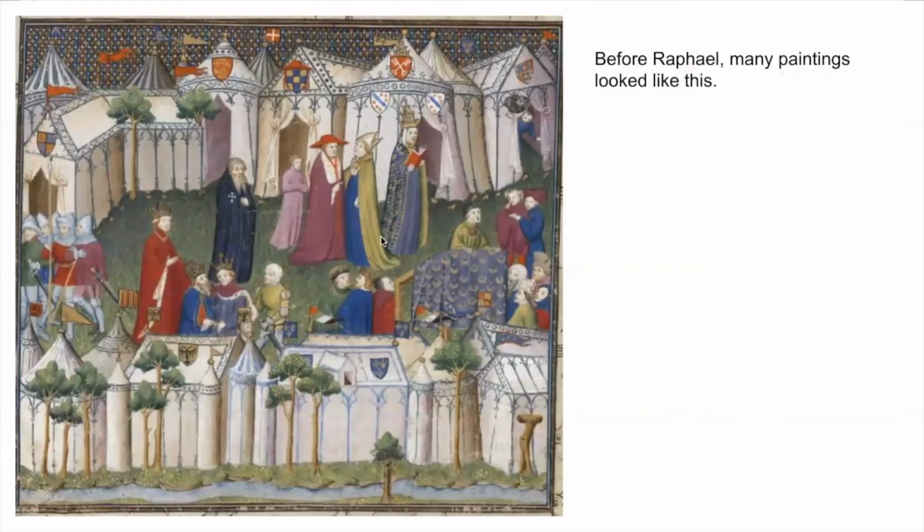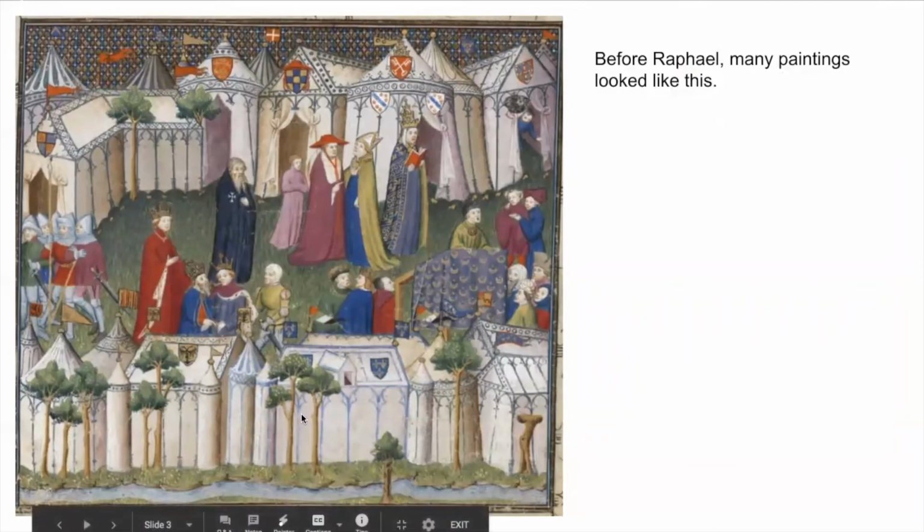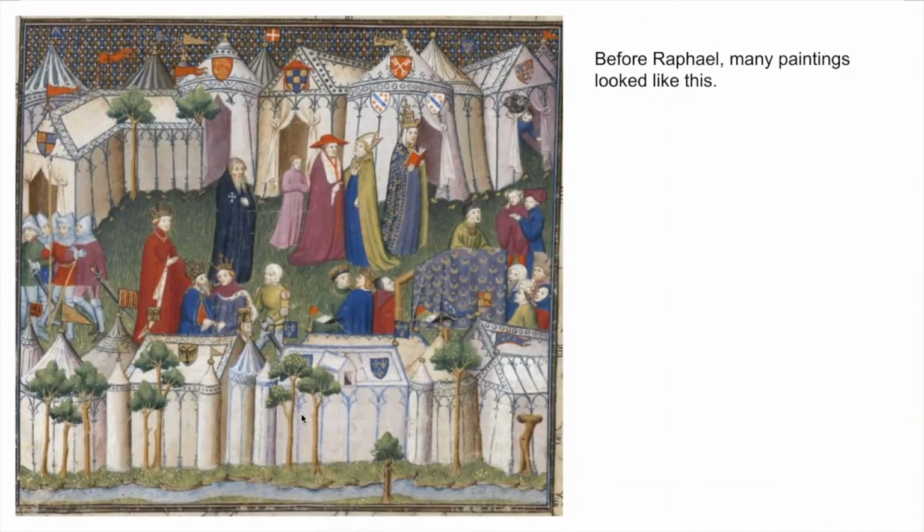So before Raphael, a lot of paintings looked like this. These folks are the same size as these folks, and so it's hard to tell which ones are closer to you and which ones are further away. And in fact, all of these folks are taller than these buildings down here. This artist didn't understand how to make things look like they were going into the distance. So it looks like they just slapped pieces together on a page. Not very realistic at all.